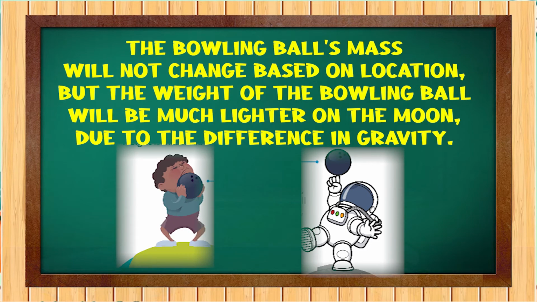Take, for example, the bowling ball. The mass will not change based on the location, but the weight of the bowling ball would be much lighter on the moon due to the difference in gravity on Earth and on the moon.